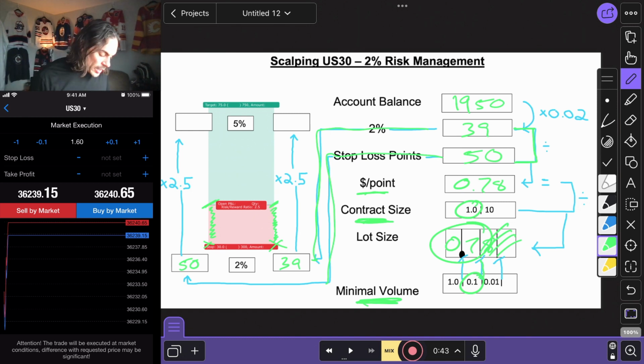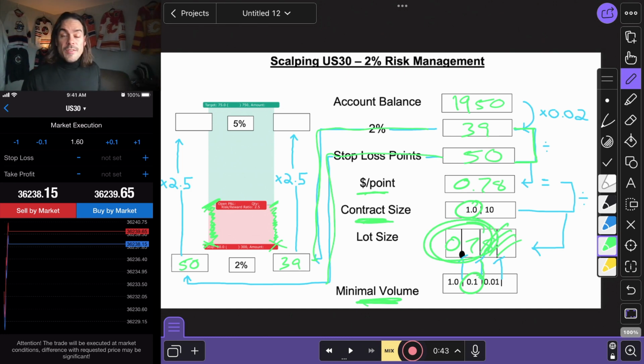All right, let's go back over to my left side of the screen here. So as we know, if I enter this trade, if it goes 50 points in the wrong direction, then I'm out of the trade. And what does that mean dollar-wise? That means it's $39, if I'm using my lot size of 0.7. Now, technically, it's actually going to be a little bit less than this, but we're just going to be using those numbers for now.